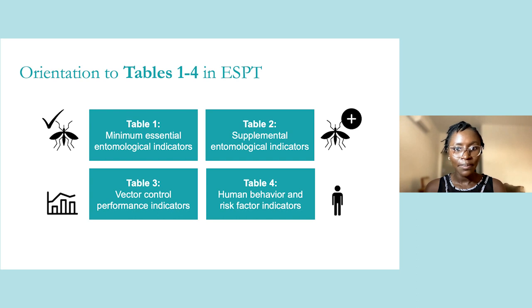Table 2 lists supplemental entomological indicators for programs to consider based on their relevance to decision making and the available capacity and resources. Table 3 has indicators related to vector control intervention performance and effectiveness. And lastly, Table 4 lists indicators used to measure human behavior and associated risk factors. While I will orient you to each of these tables now, we will not spend too much time on this, so I encourage you to review the tables in more detail on your own.